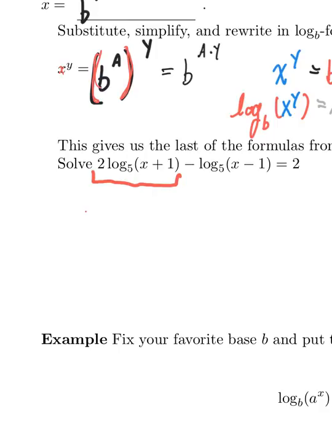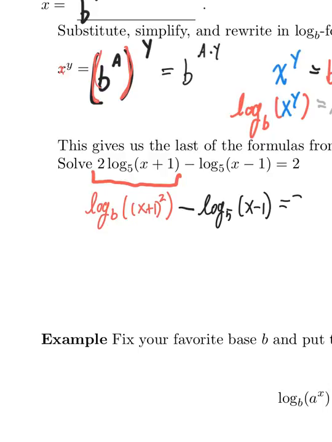So that will give me log base 5 of (x plus 1) quantity squared minus the log base 5 of (x minus 1) equals 2. But now what do I see? I see 2 logs being subtracted. The difference between 2 logs is the log of the quotient. So maybe for emphasis, I'll color code that in blue on the next step.